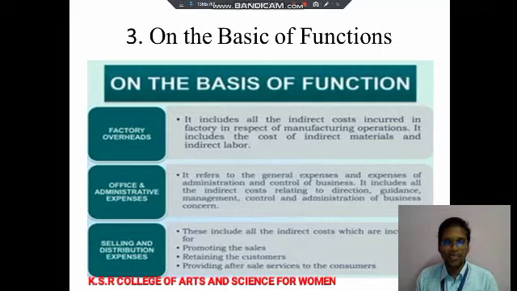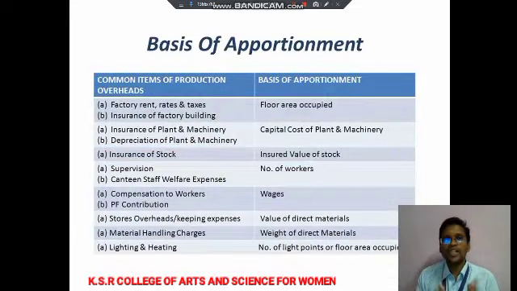Then selling and distribution. Selling means sales promotion, retaining the customer, and providing sales services to the customer. Then next we discuss the basis of apportionment. These are the common terms and the basis of apportionment. Factory rent comes under the floor area occupied. Then insurance of plant comes under the capital cost of plant. Then insurance on stock comes under the value of stock.